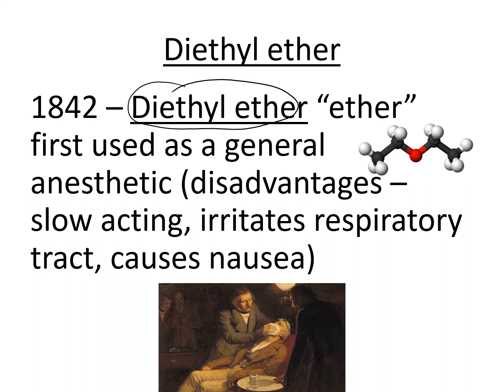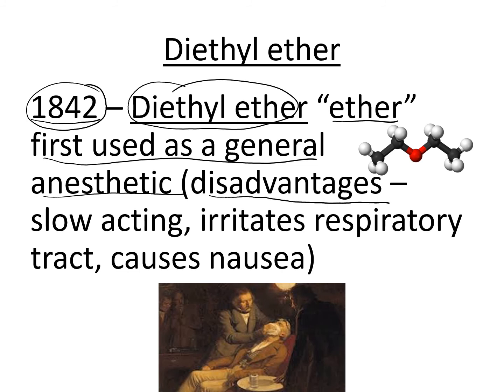Diethyl ether is known simply as ether. It was developed in 1842 and was first used as a general anesthetic. This was a huge discovery because prior to 1842, patients would undergo surgery and have a successful surgery, but many times they died due to shock because they weren't using an anesthetic. Some of the disadvantages of ether are that it's slow acting, it irritates the respiratory tract, and it causes nausea. However, ether was used for about 100 years before they developed new anesthetics.